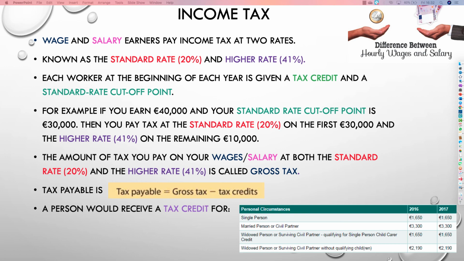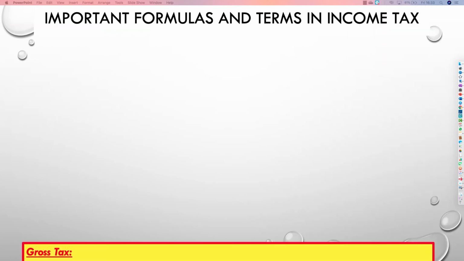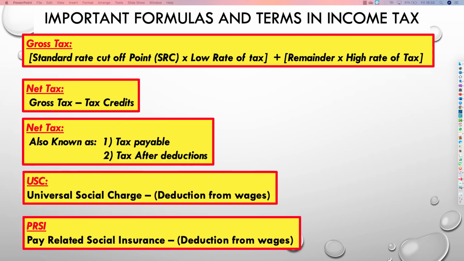The amount of tax you pay on your wages is the gross tax. Tax payable is gross tax minus your tax credits. And a tax credit is something you take away from the amount of tax you pay. Is that fair enough? So, depending on the circumstances, you take away the tax credit. So, for example, these are all the formulas we're using, alright?